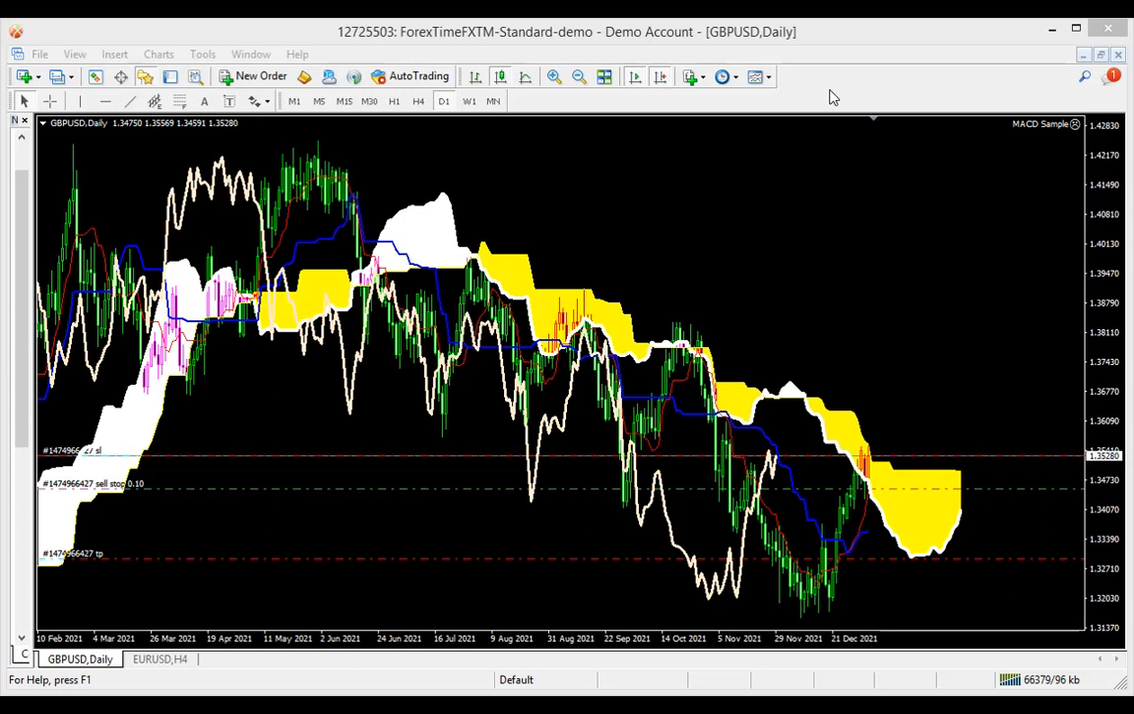Ichimoku is also a lagging indicator because it takes a lot of filters before it can tell you to buy or sell. Before we go to the definition of Ichimoku, we need to go to our slide to get a clean presentation on what Ichimoku is all about. Thank you. Let's go.